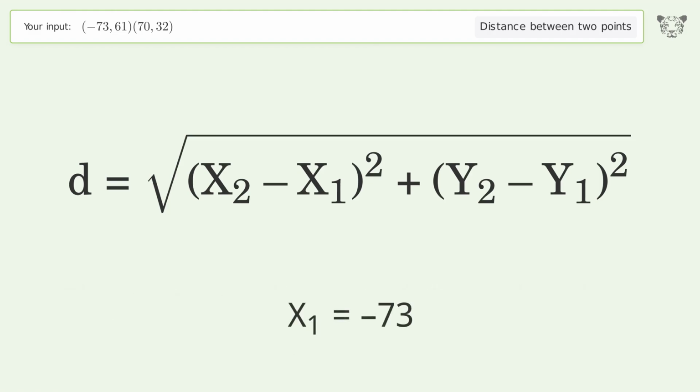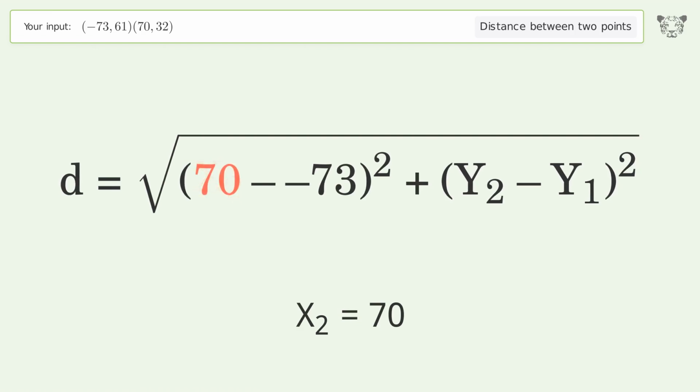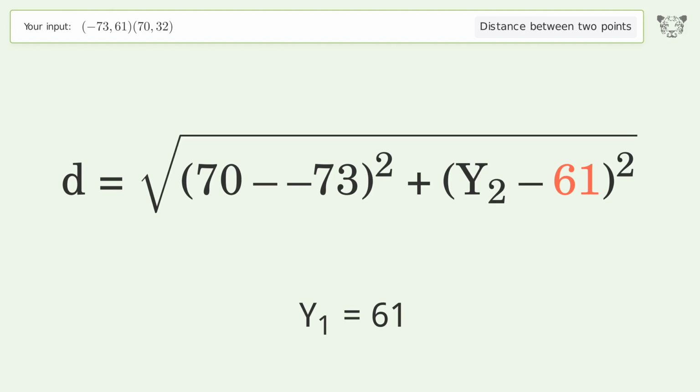x1 equals -73. x2 equals 70. y1 equals 61. y2 equals 32.